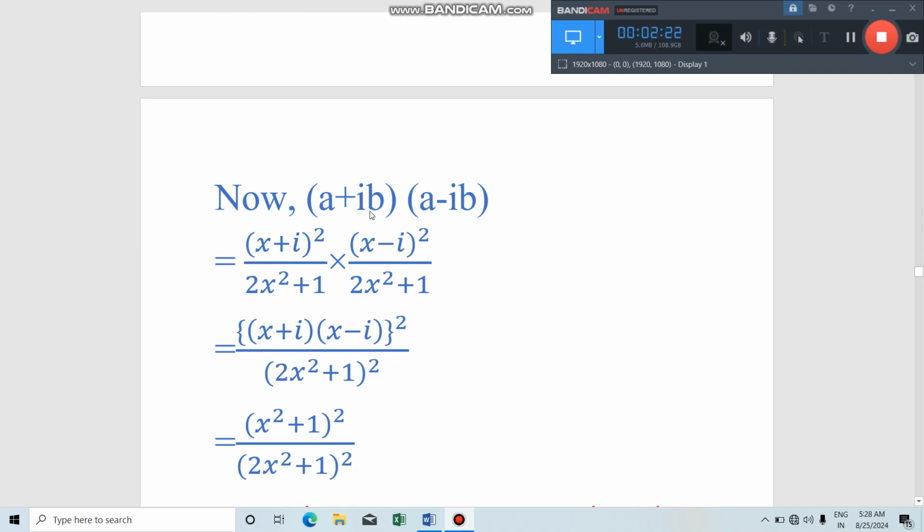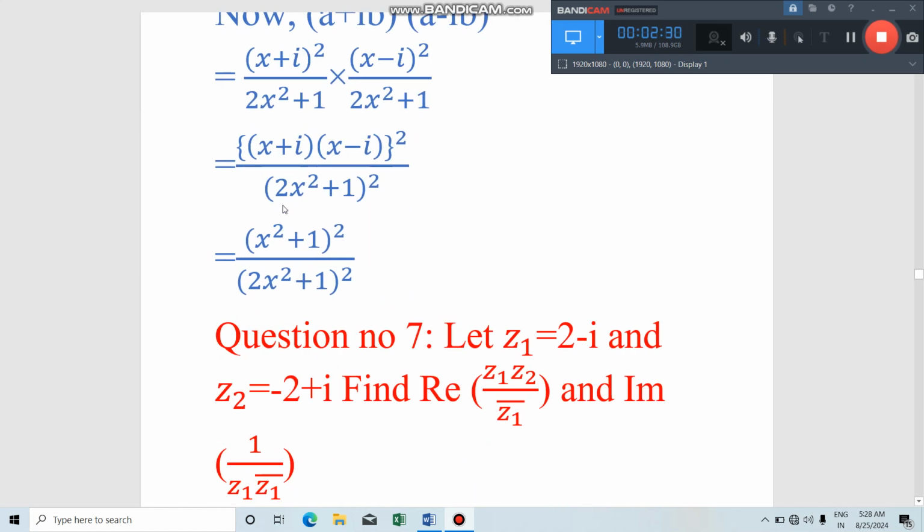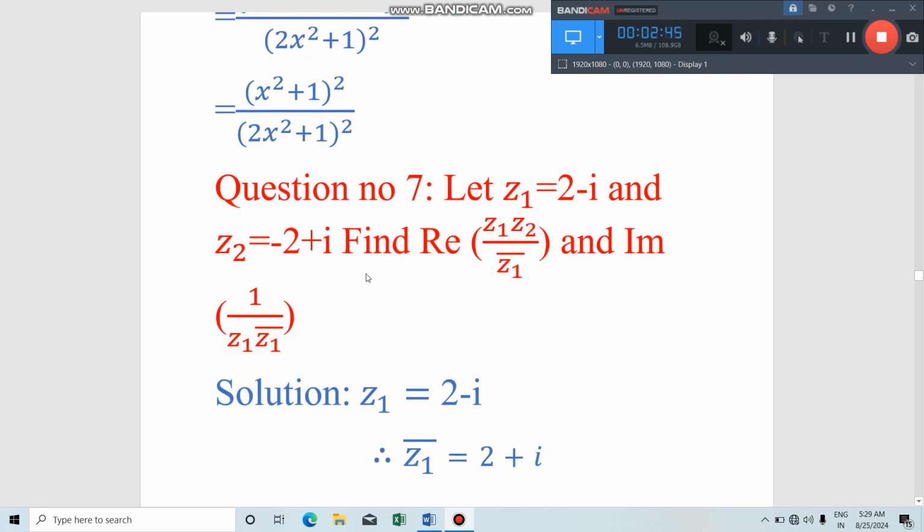Now we will multiply a plus ib into a minus ib. So it will become (x plus i) whole square by (2x square plus 1) into (x minus i) whole square by (2x square plus 1). So it will become ((x plus i) into (x minus i)) whole square by (2x square plus 1) whole square equals to (x square minus i square). So minus i square will become plus 1. So (x square plus 1) whole square divided by (2x square plus 1) whole square. Proved.